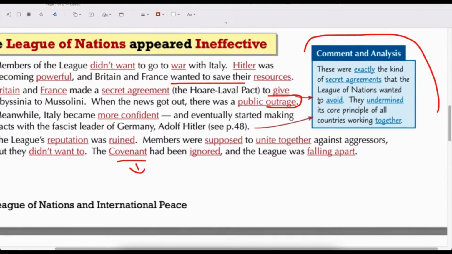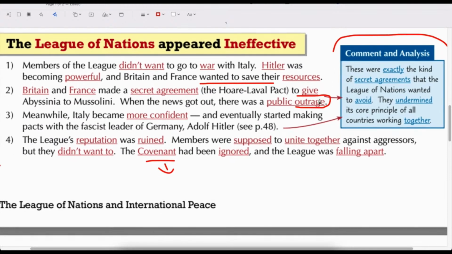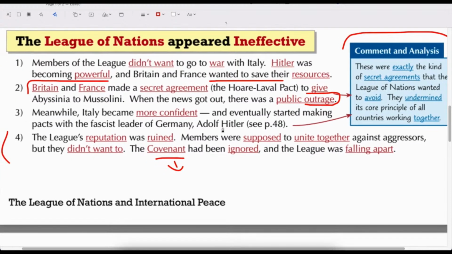Even though it was what they tried to avoid as much as possible, this is exactly what Britain and France did. They made a secret agreement, and it goes totally against the idea of the League of Nations, which was everybody working together with transparency. So that is the point, but unfortunately this happened. And by this we finish this first part.